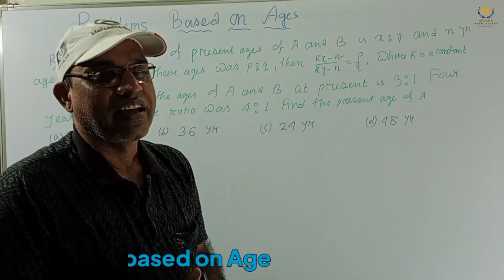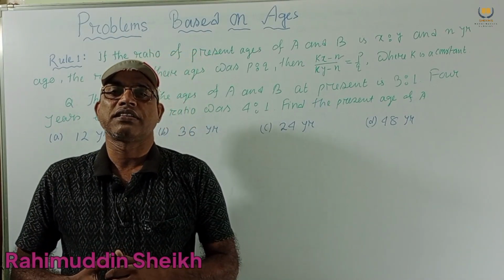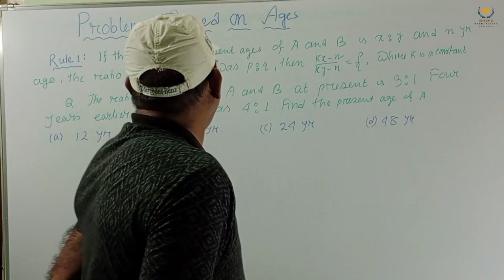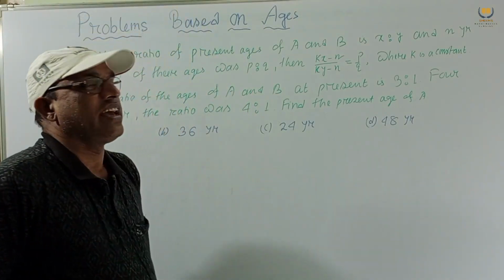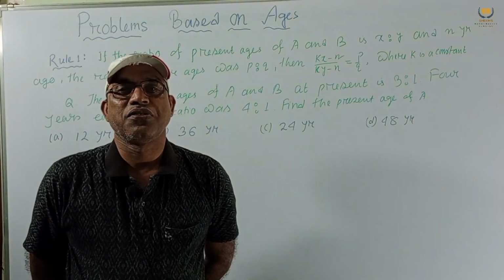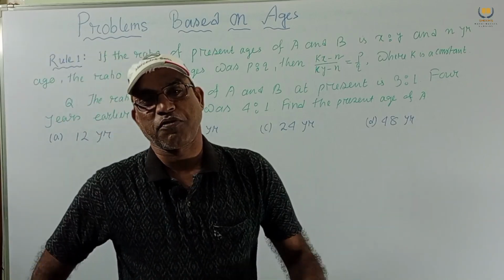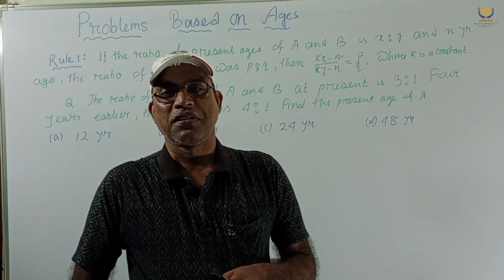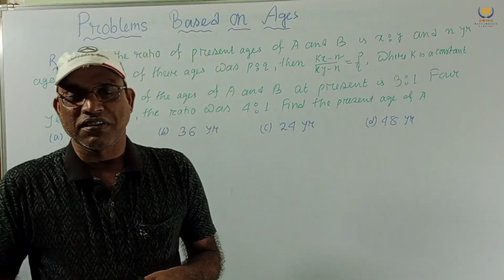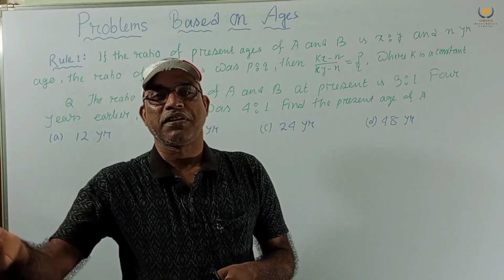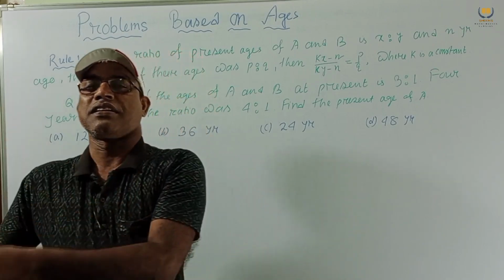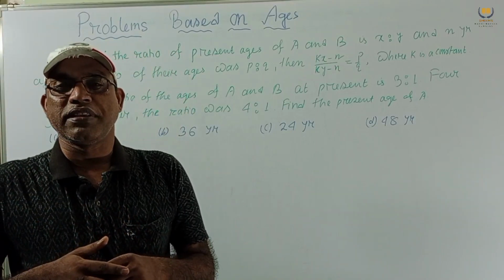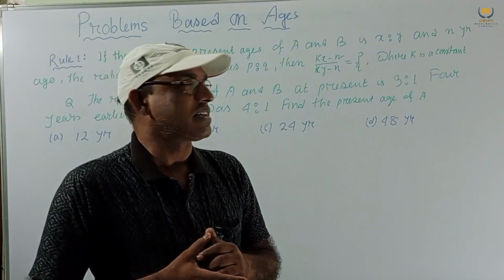Today we start a new chapter, new topics, new portion. The name of the chapter is Problems Based on Ages. We know how to solve age problems. For example, the father is 10 times older than the son, or the mother is 15 times older than the son, and 5 years later or 5 years before, what will his age be. We want to discuss this type of problem.